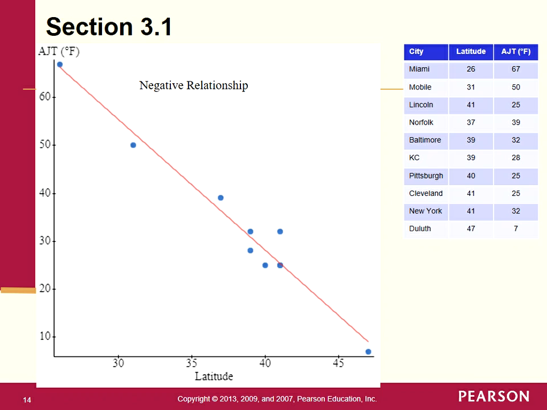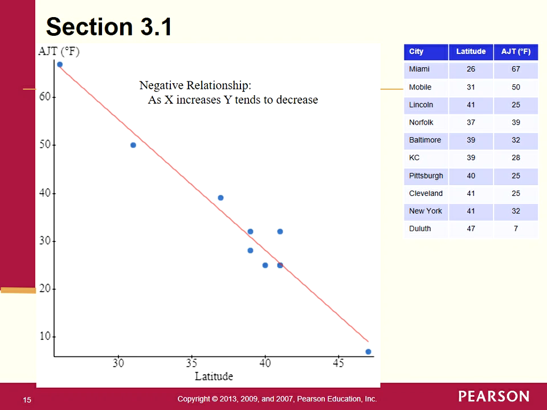There are different ways of naming this in mathematics. In statistics, we generally call things negative relationships, positive relationships, or no relationships. So why is this one a negative relationship? Notice here that as latitude goes up, average January temperature is going down. The way we like to talk about this is that as x increases, y tends to decrease. I'm sure I can find a city that bucks this trend, and that's why we say tends to decrease.